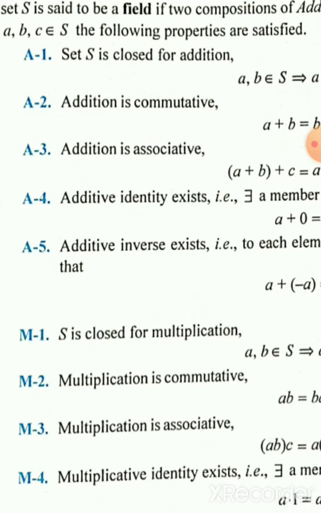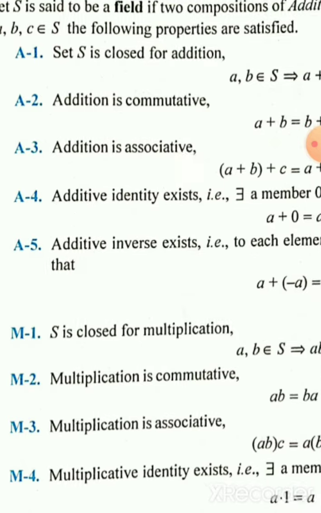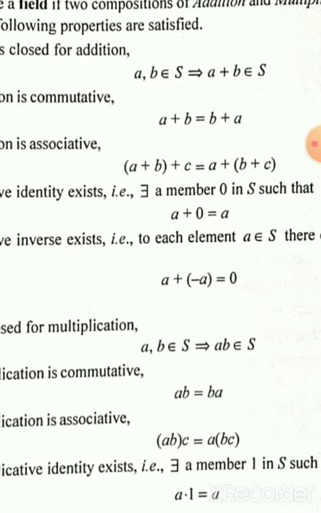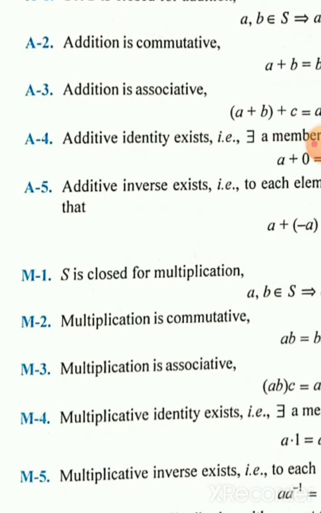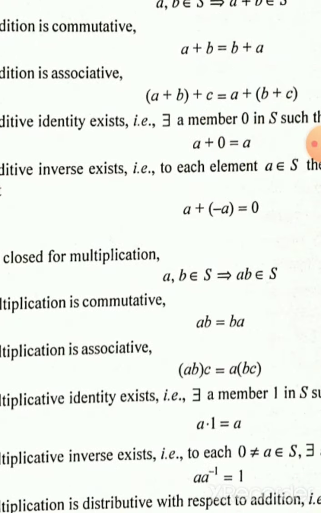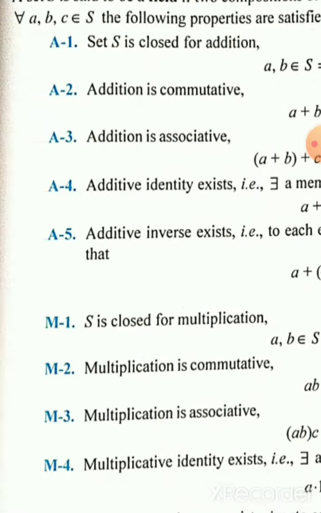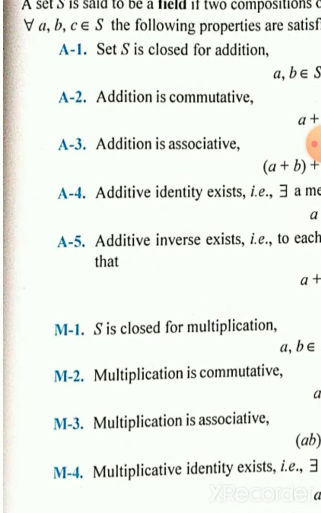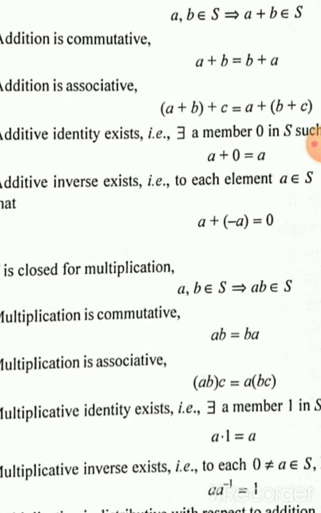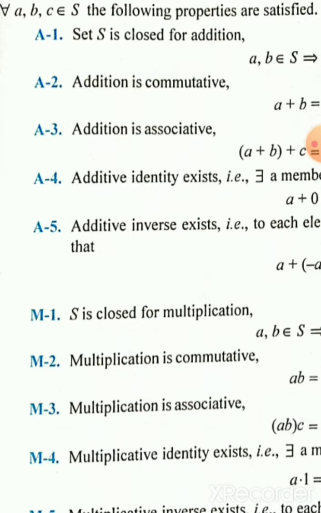Next, property number 7, multiplication is commutative. That is ab equal to ba. Property number 3, multiplication is associative. Just the operation is changed. Instead of addition operation, now here the operation is multiplication. So A1 is the same as M1, just the operation is changed. A2 is the same as M2, A3 is the same as M3. So these are the same properties, just the operation is changed.